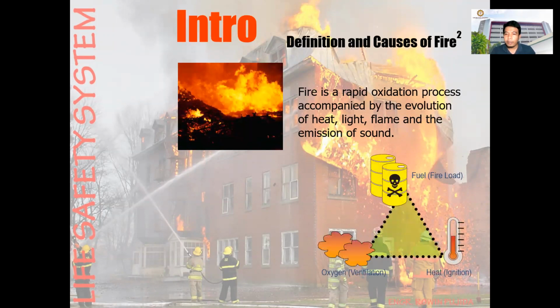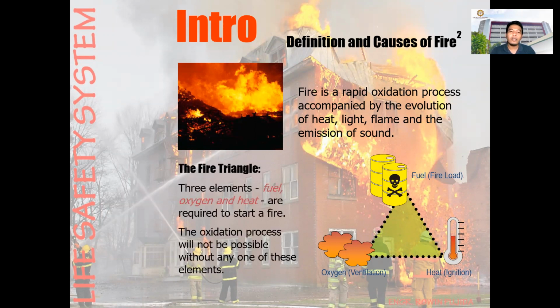So we have here the fire triangle, which is the fuel, the heat ignition, and the oxygen for the ventilation. For the fire triangle, there are three elements: fuel, oxygen, and heat are required to start a fire. So the oxidation process will not be possible without any one of these elements.